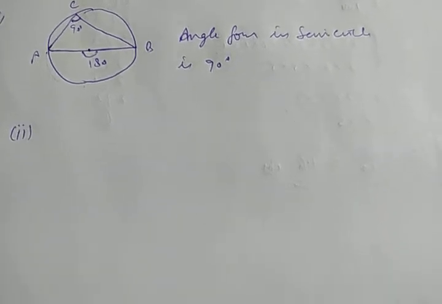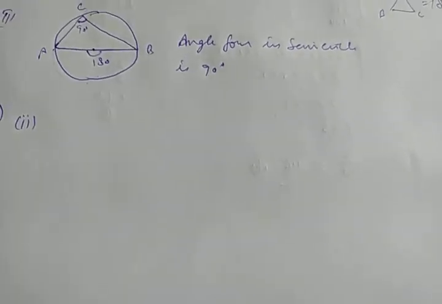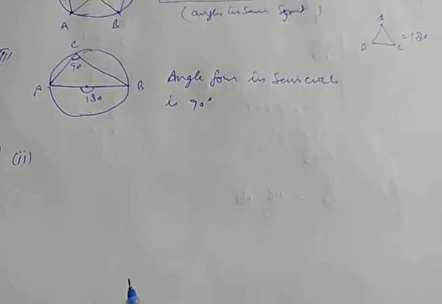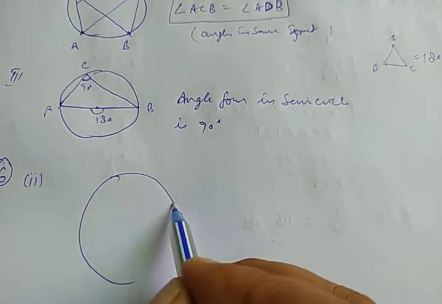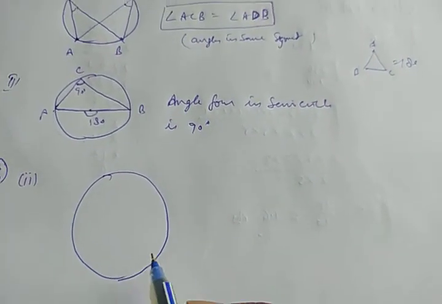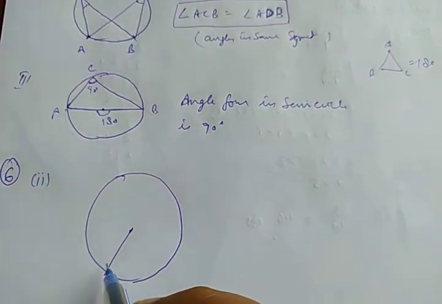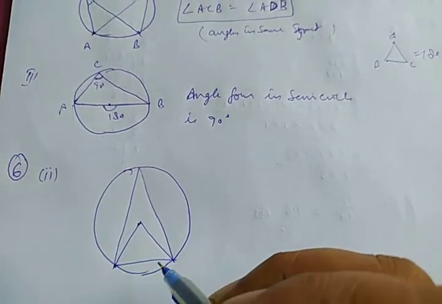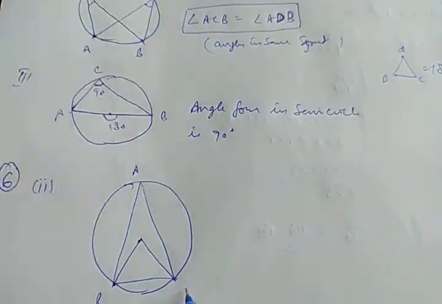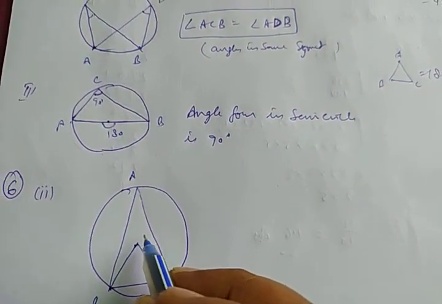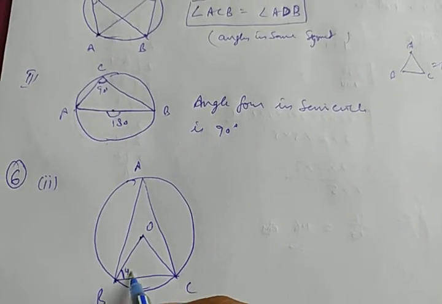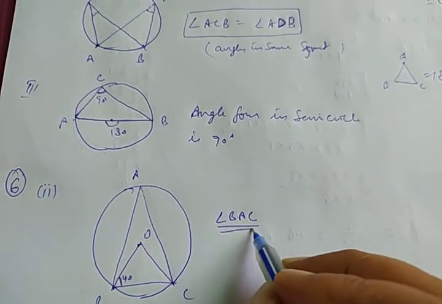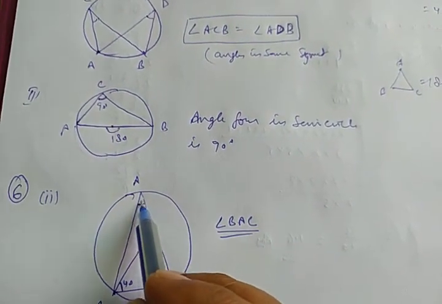I am going to explain question 6 part 2. Randomly I have taken it; all the questions will be on the same concept. The question has been given like this. You can also go through the book when you are watching the video. The diagram has been given like this. Namings are A, B, C, and this is point O. This angle has been given 40 degree, and you have been asked to calculate angle BAC. It does mean this angle you have to calculate.